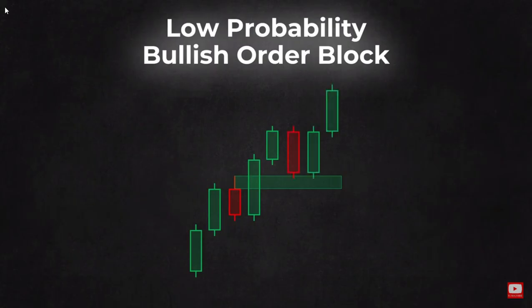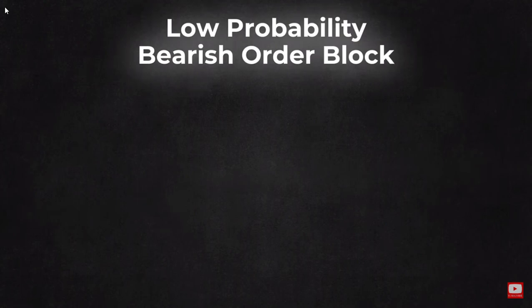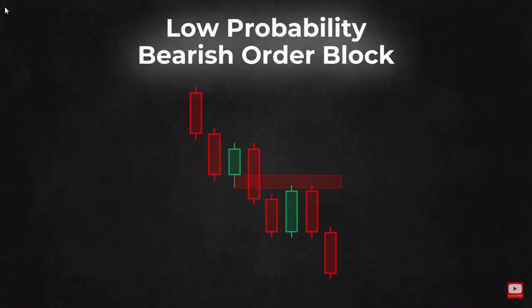In the bearish variation of a low probability order block, we find a small body bullish candle in the middle of a price movement composed by mostly bearish candles. The order block sits in the space between the low and the open of the small body bullish candle. Price will often retrace to this order block before resuming the movement downwards.